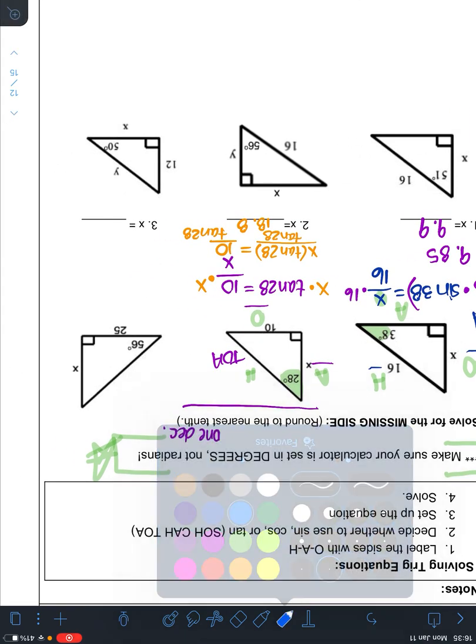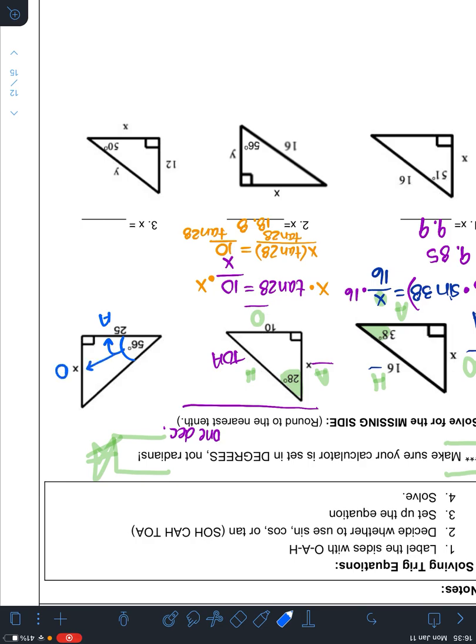So let's look at number 3. Number 3 says we're looking at 56. So compared to the 56, the 25 is adjacent and the x is opposite. So that's O and A, or TOA. So that would be tangent. So the tangent of the angle is equal to the opposite side. It's TOA, OA, opposite divided by adjacent.